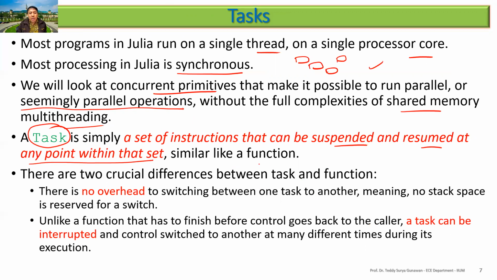This is similar to a function, but there are some differences between a task and a function. There is no overhead to switching from one task to another, meaning no stack space is reserved for a switch. And unlike a function that has to finish before control goes back to the caller, a task can be interrupted and control switched to another at many different times during execution. So basically the difference from a function is no overhead, and a task can be interrupted.